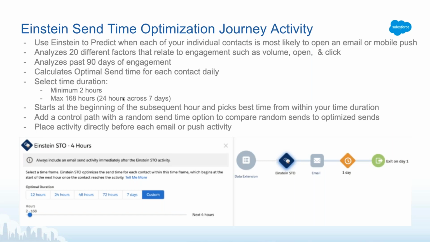One of the recommendations is always to test the Einstein send-time optimization, and you can do this by adding a random send time to compare against, or by picking the best time that you already have as a control measure. The send-time optimization activity needs to be placed before the email that it is scheduling. So you can have Einstein send optimizations all across your journey. If you've got 5 emails, you could have 5 send-time optimization activities, each one directly before the email.